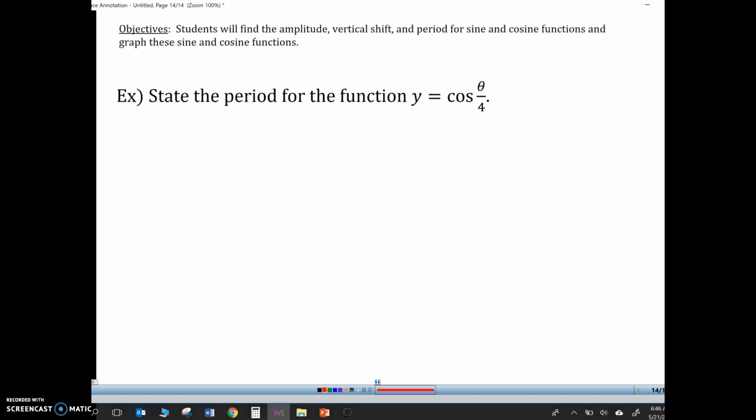So here is the first example. It says state the period for the function y equals cosine of theta divided by 4. Well, in this case, our b value is 1/4. I know this because there's an invisible 1 up here. So 1/4 is your b value. So to calculate the period, this is 2 pi divided by b, which in this case is 2 pi divided by 1/4.